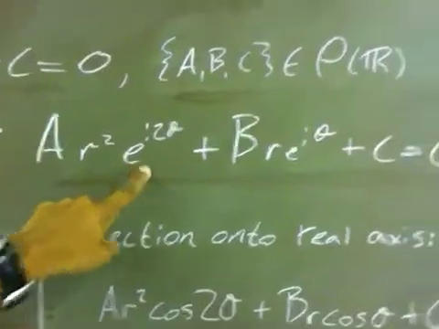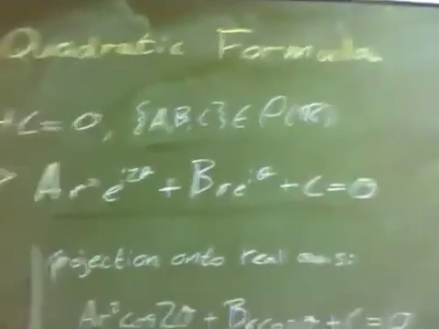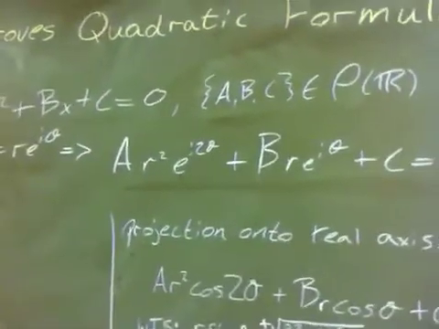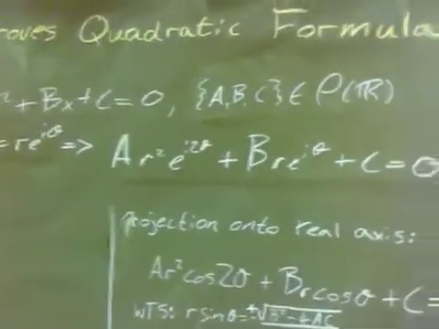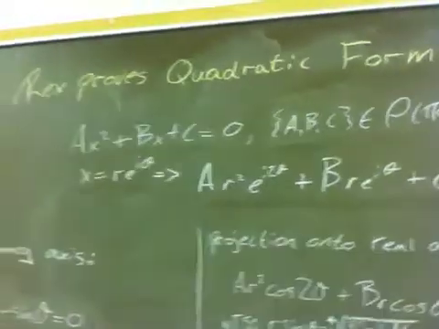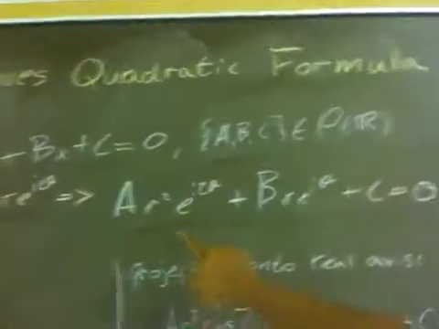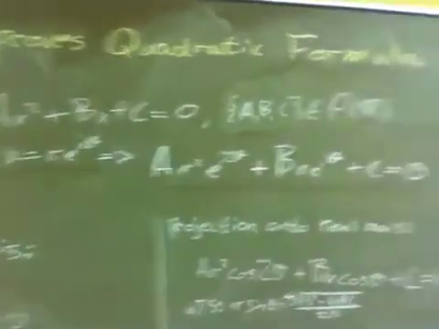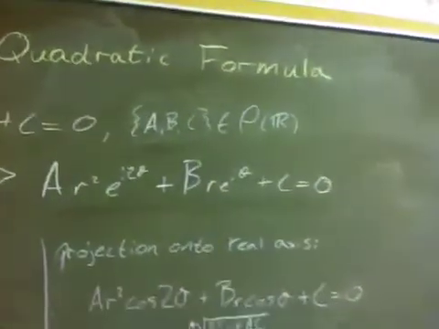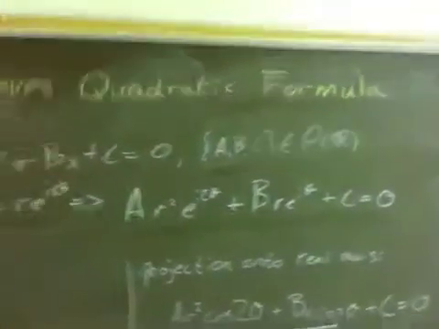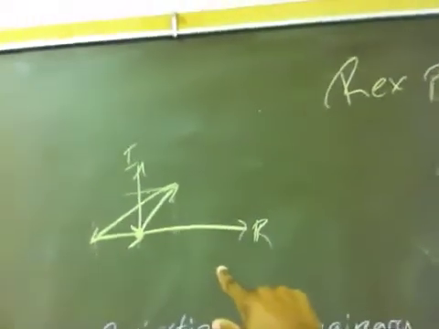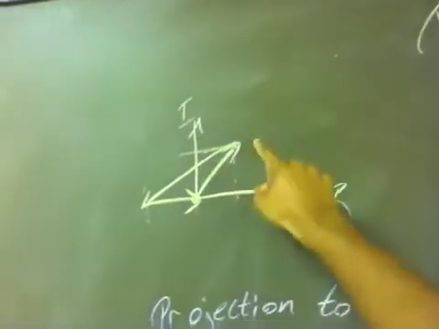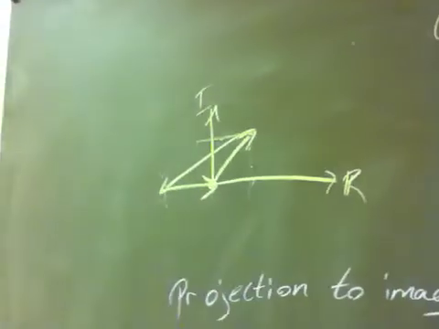e to the i theta squared is e to the i 2 theta. And then we just have the rest of the equation with r times e to the i theta plugged in for x. Now, this means that 3 vectors have added up to 0, okay? 3 vectors on the complex plane. So I drew that picture here. Alright? Now, some vector plus another vector equal to 0.